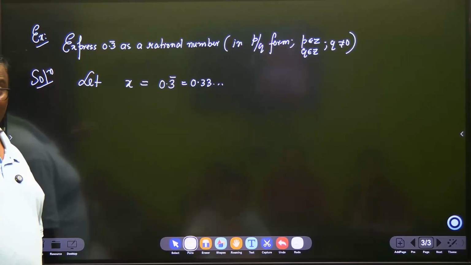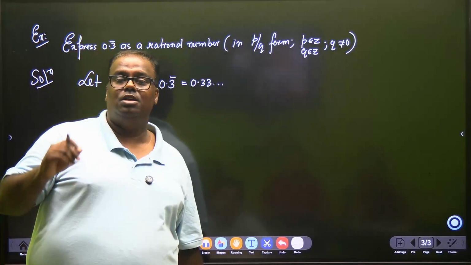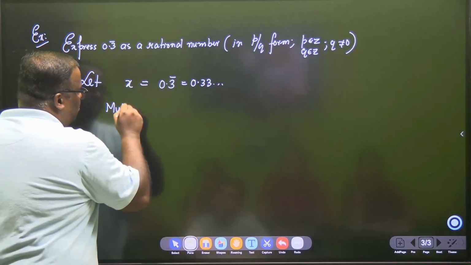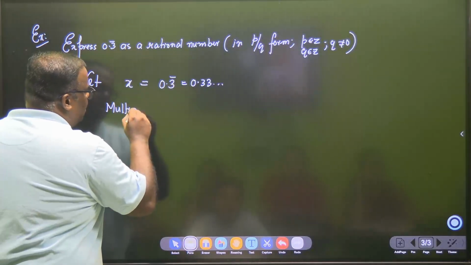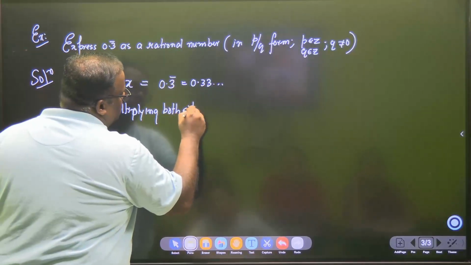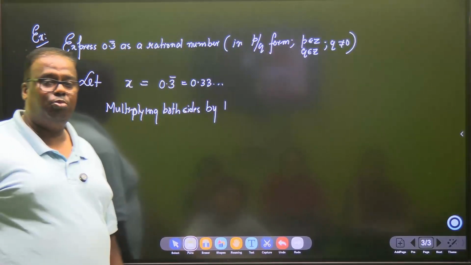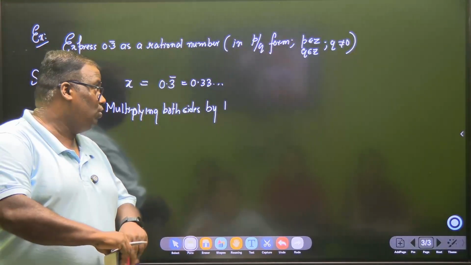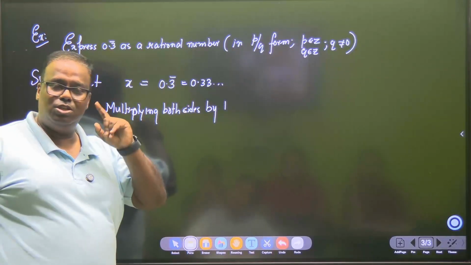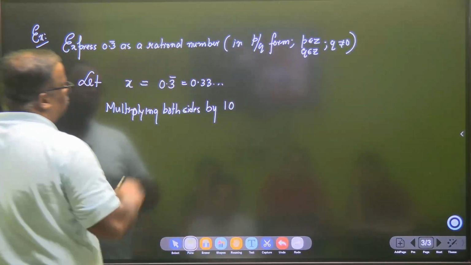Periodicity. The periodicity is related to the multiplication factor. Now, I'll write, multiplying both sides by... When I say multiplying both sides by, put the 1 directly. The number of zeros will depend upon the periodicity. Here the periodicity is 1, so how many zeros will I bring? One zero. So by 10. Multiply both sides by 10.